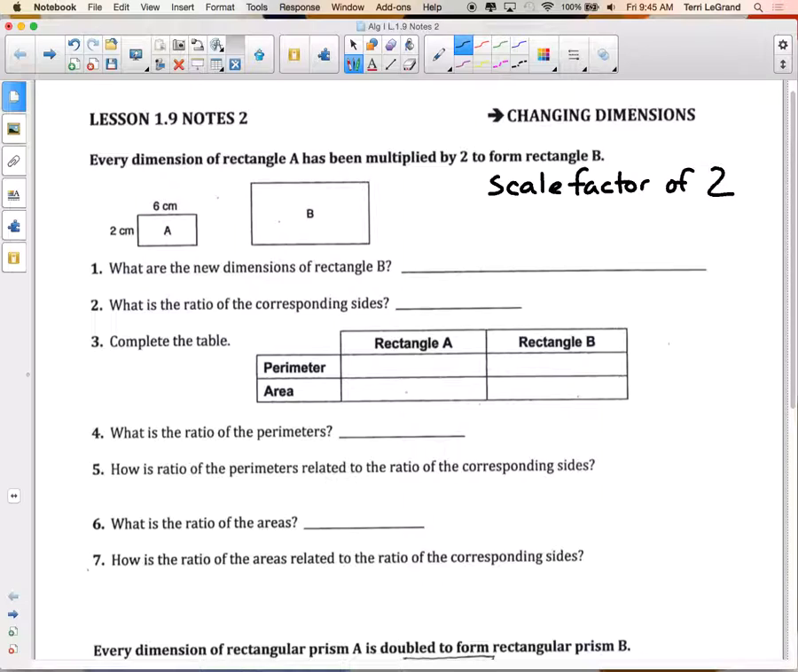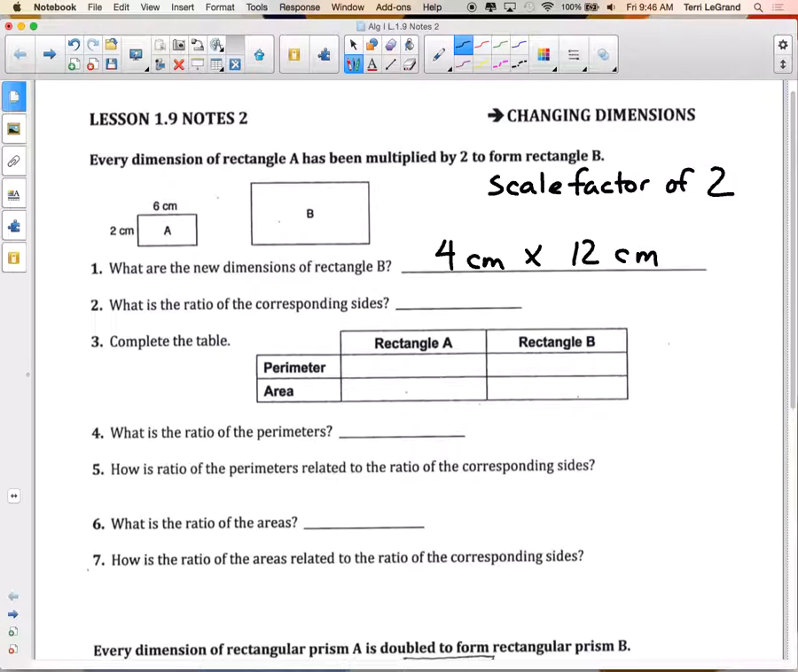So if we apply a scale factor of 2, the figure should get bigger. It should get 2 times bigger. Okay, so at least let's start with the dimensions and see what it does to the dimensions. So what would be the new dimensions? If rectangle A has dimensions 2 centimeters by 6 centimeters, what would rectangle B's dimensions be? Devin? 4 centimeters by 12. Okay, 4 centimeters by 12 centimeters, he says.